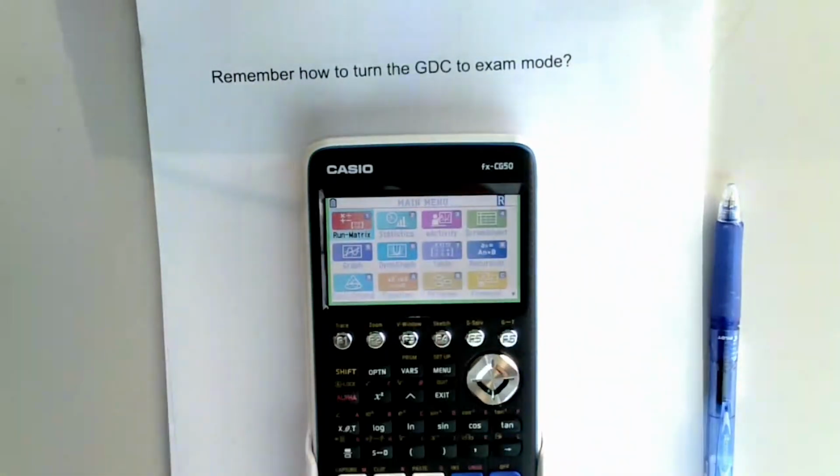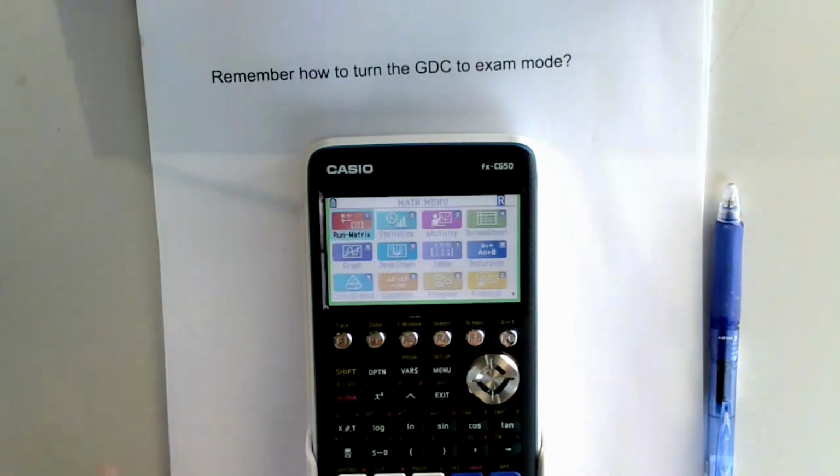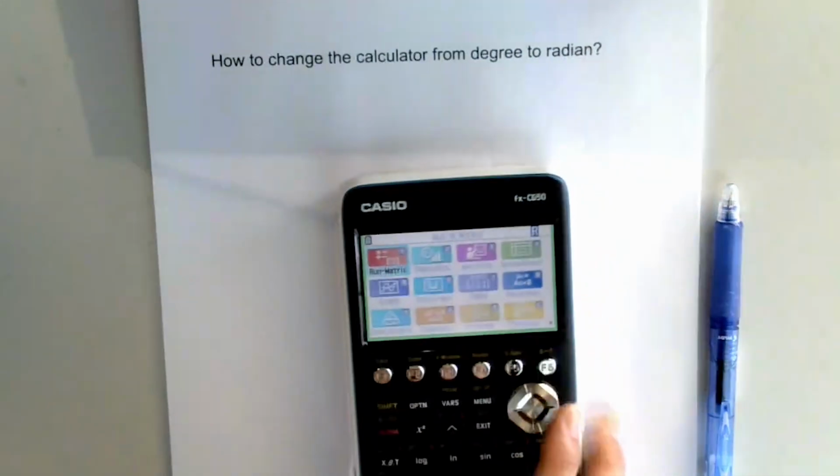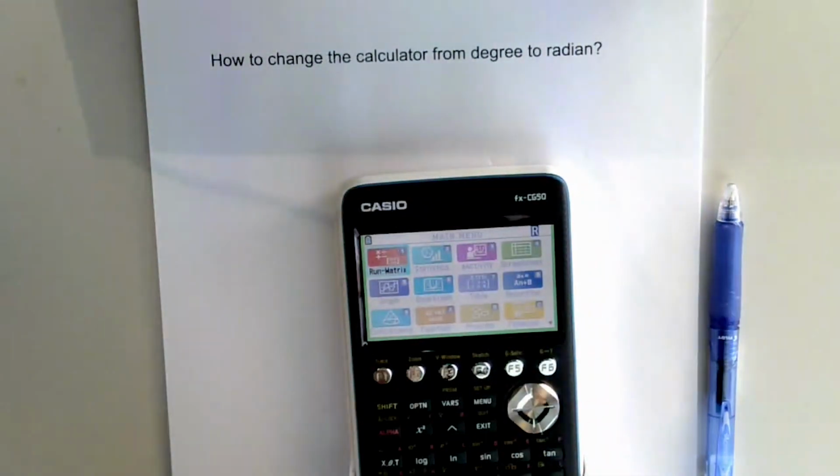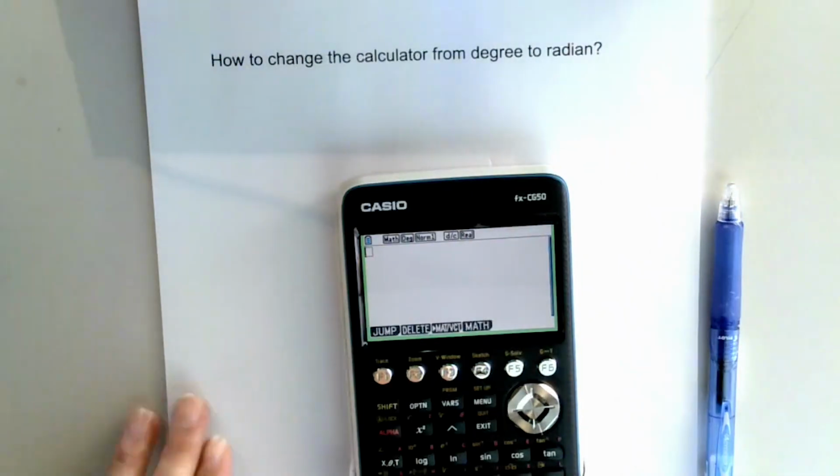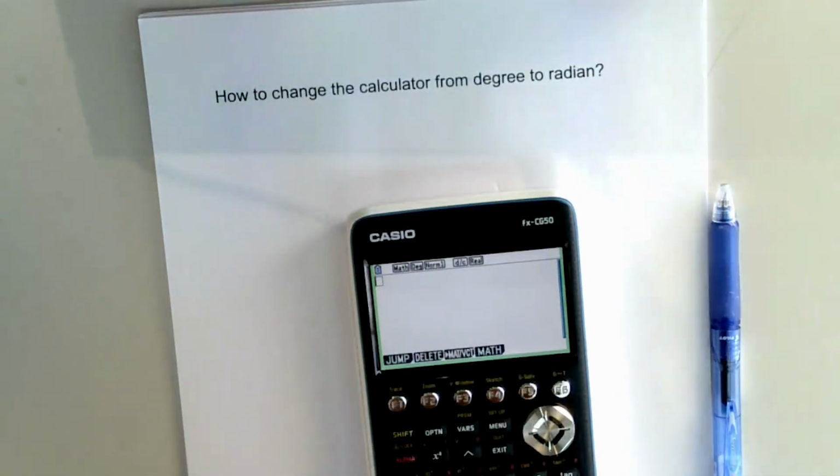So now we are in exam mode. We get to our normal calculation place. First of all, degree and radian. AI people, HL, AI, everything is in degree.